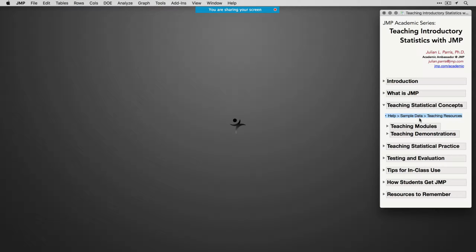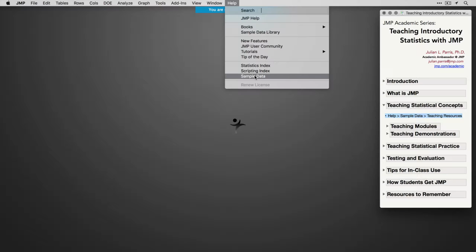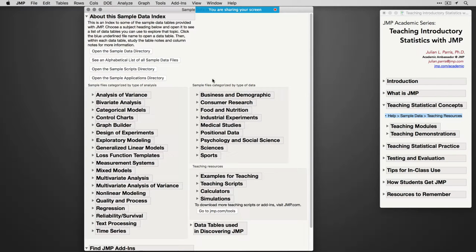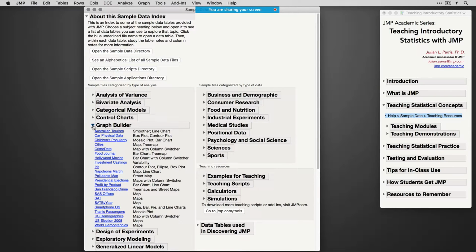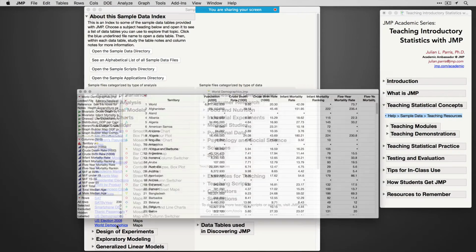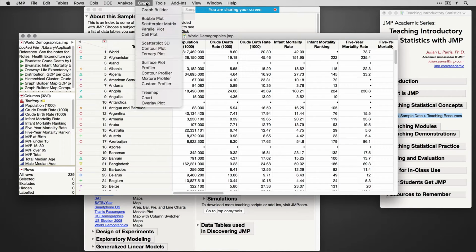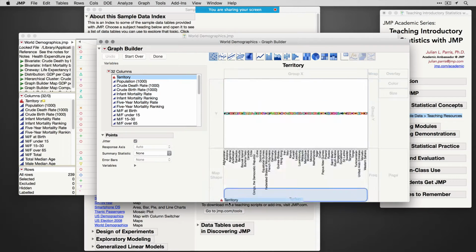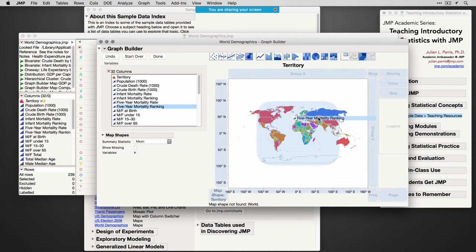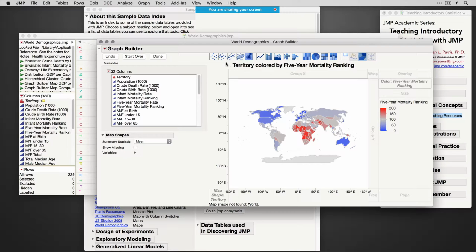It's under the Sample Data Library. And so under your Help menu, Sample Data, and there's a section here, and I'll just mention, if you haven't seen the sample data in JMP, we have a lot of real data here, almost 500 data sets, all organized by type of analysis they're good for. And so if you're teaching, let's say just graphing, and you want to pull open, here I'll pull up some US or world demographics. The world demographics are great. And so if you're teaching data visualization and you want to talk about looking at world demographics, these data are built in. So you can go right to Graph Builder, drag territory to the map shape, and let's look at 5-year mortality rates across the world. So the real data being in here makes it really powerful and fun for students to explore.